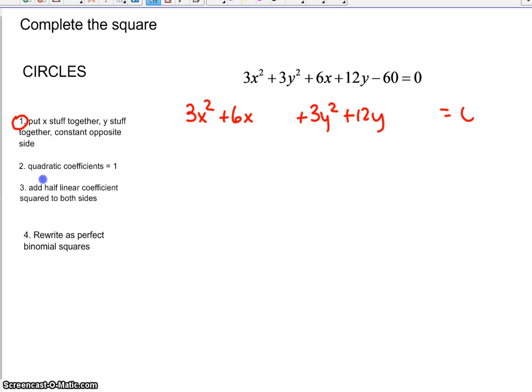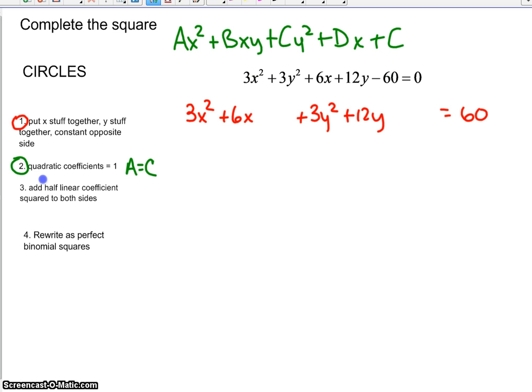And I like to put the constant over on the other side because, remember, eventually you're going to have your radius squared on that side. Second step, what I need to do is get my quadratic coefficients to be equal to 1. Now with circles, a is equal to c. Because again, our general form, ax squared plus bxy plus cy squared plus dx plus ey plus f equal to 0. We always are looking at a and c to see what's going on.